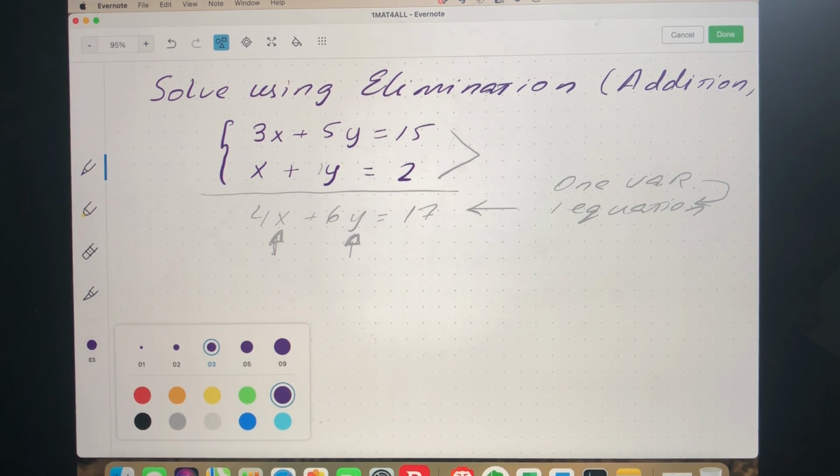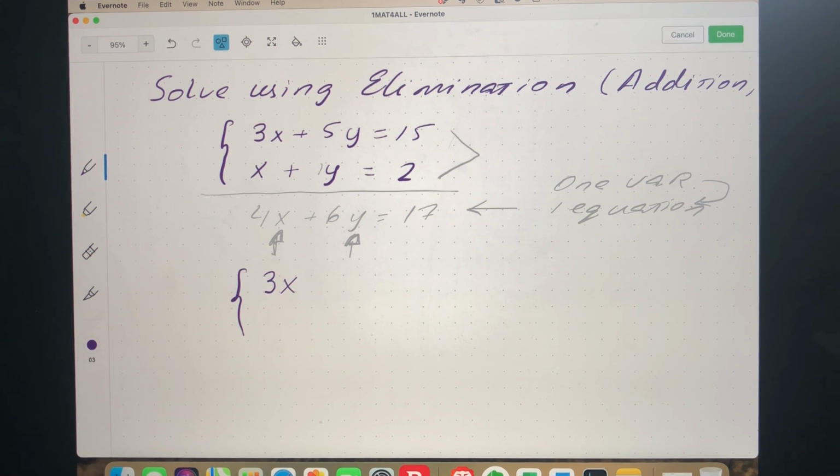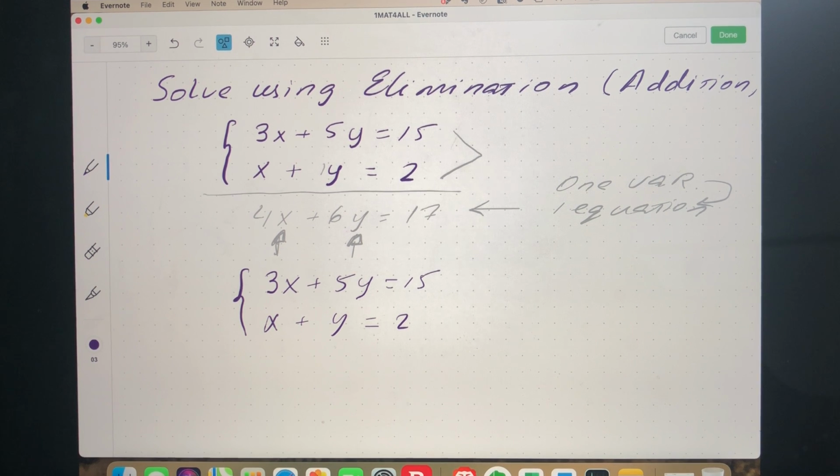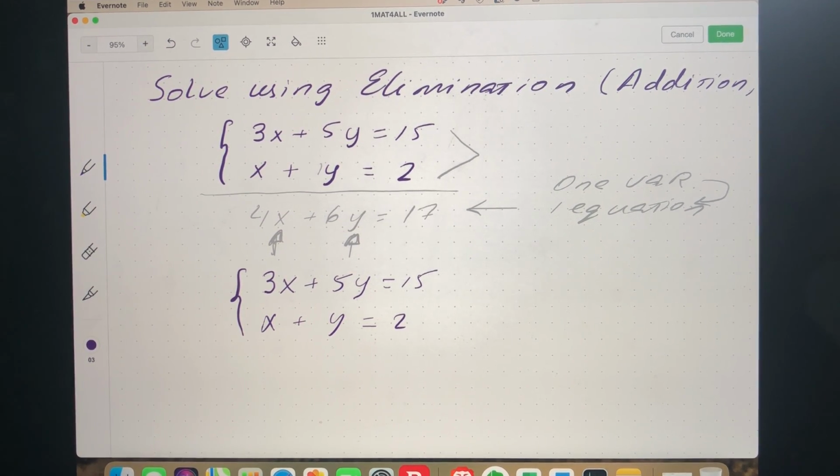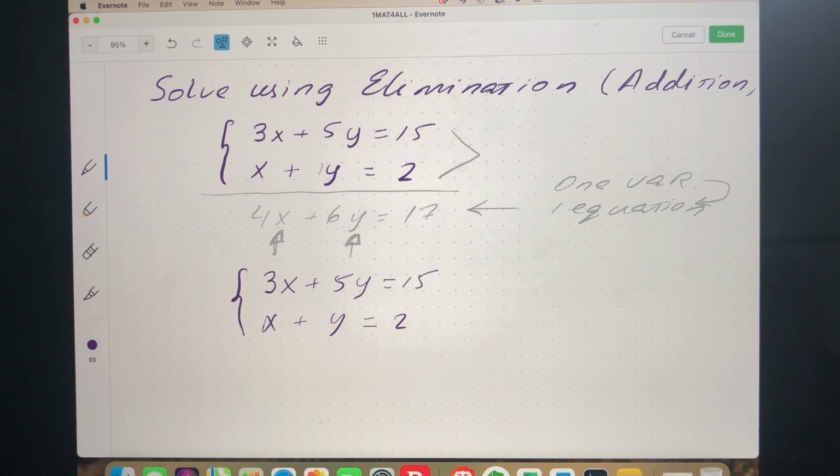Let's start off again. Here is the same system. 3x plus 5y is 15. X plus y is 2. So when we add, we have to make sure that one of the variables cancels off. And to do this, we need to have the same number in front of that variable with opposite signs. So if I wish to cancel the 3x, for example, I need to have the same number in front of x with opposite signs, like 3 minus 3, 6 minus 6, something like that. To cancel the y's, I need to have the same number in front of y's with opposite signs.